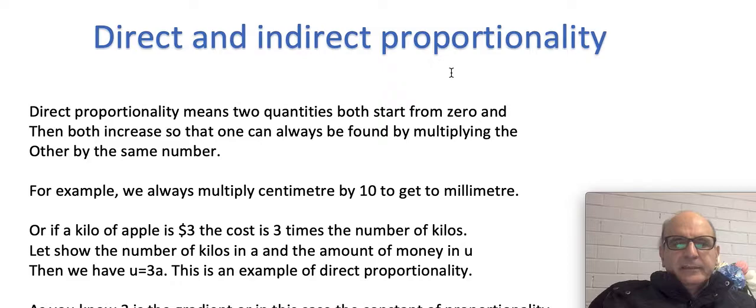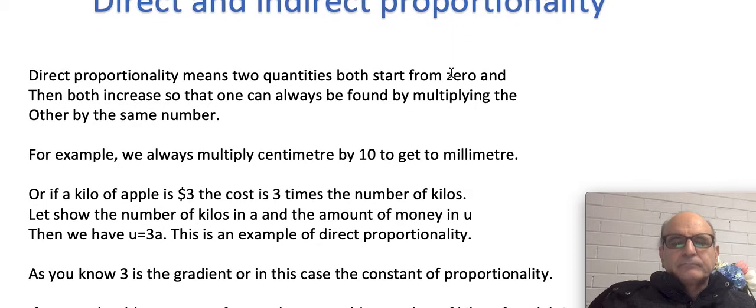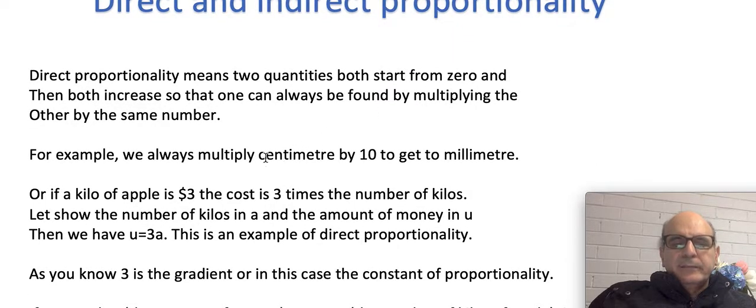As an example, when you're turning centimeter to millimeter, you always times by 10. So what this means, when you measure a quantity, if its length is 0 in centimeter, it's going to be 0 also in millimeter.